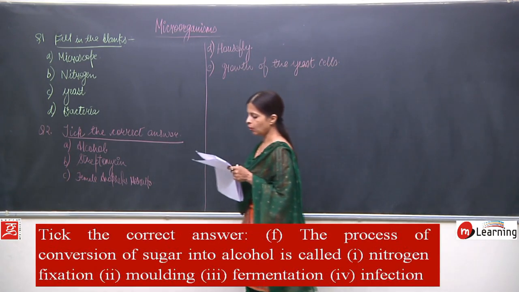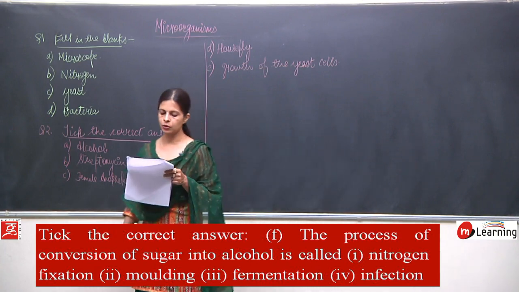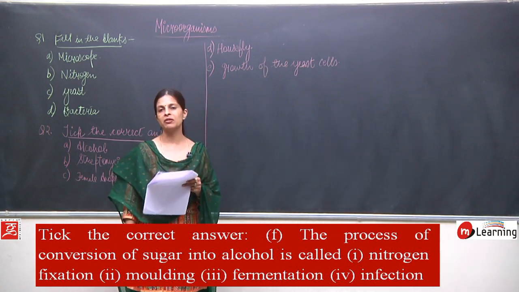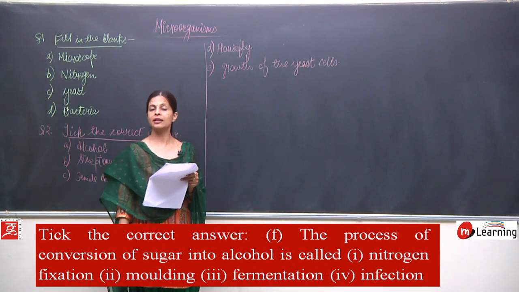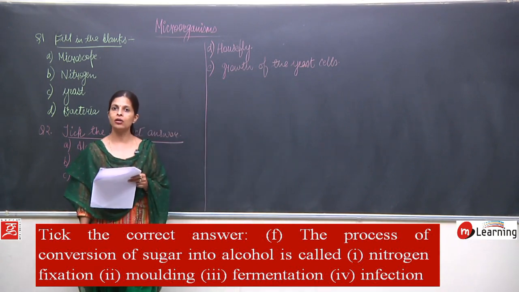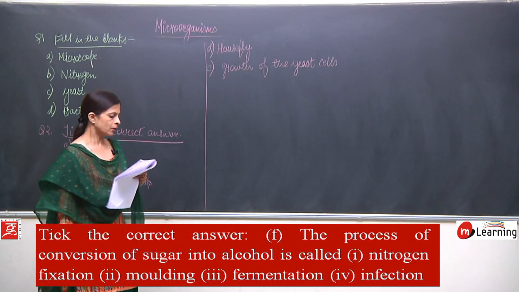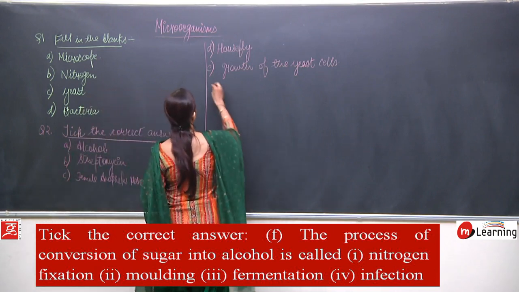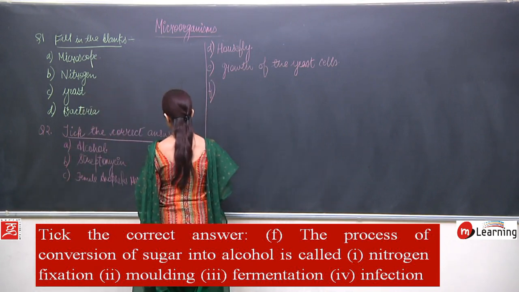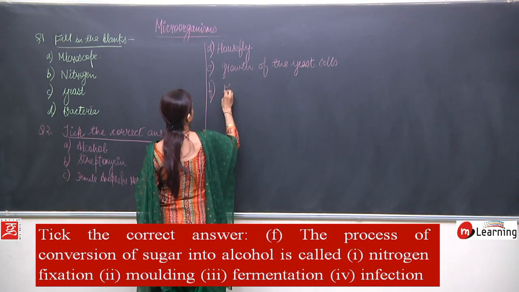Now we'll talk about the next question, which is F. The process of conversion of sugar into alcohol is called, oh my goodness, not again, the same thing is being asked in almost all the questions. This one is the fifth, and I don't think it has to be explained. And this one is fermentation.